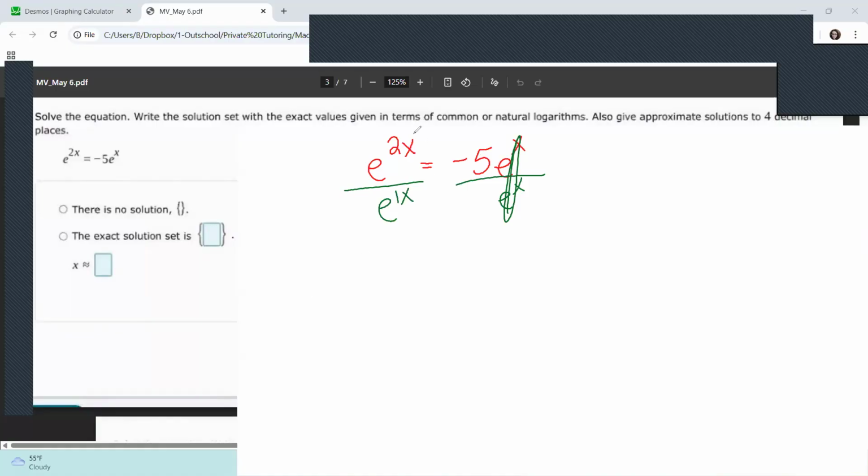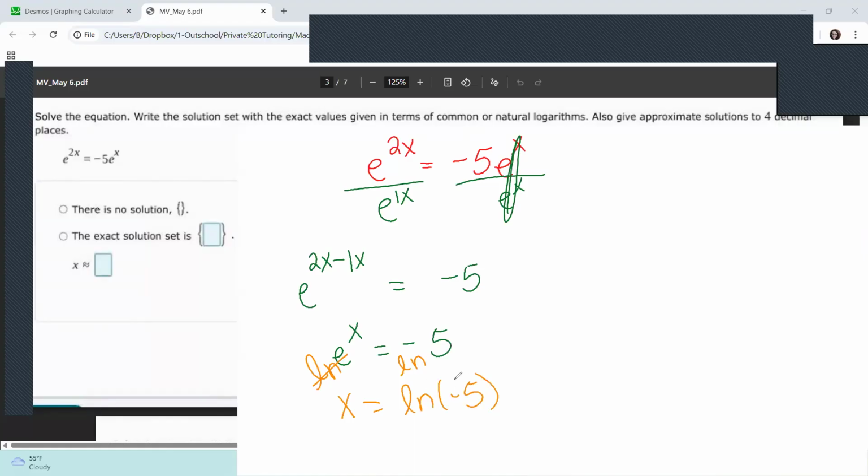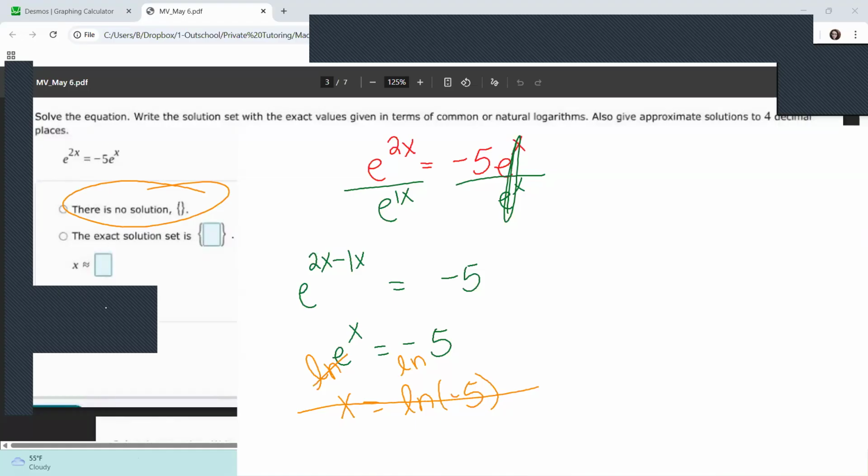When we are dividing powers, we really subtract. So that'll be e to the 2x subtract 1x equals negative 5. 2 minus 1 is just 1x, so this is e to the x equals negative 5. Take the natural log, because that cancels e. Natural log of negative 5 does not exist. Logs cannot input negative. Nope, no solution. If you graph that one in Desmos, you would see no line coming down because there's no answer.